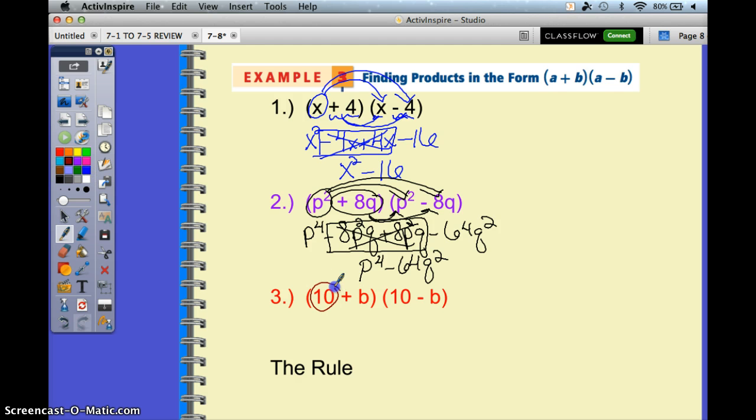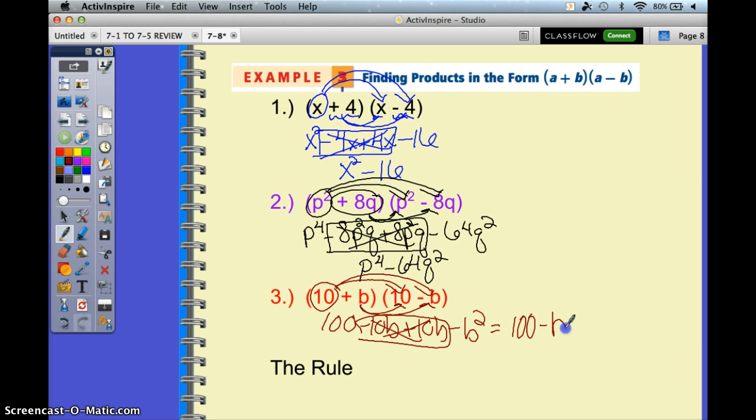Let's do this one. 10 times 10 is 100. 10 times negative b is negative 10b. b times 10 is positive 10b. Positive b times negative b is negative b squared. Combine your like terms, they cancel. All 3 times they canceled, and you got 100 minus b squared.